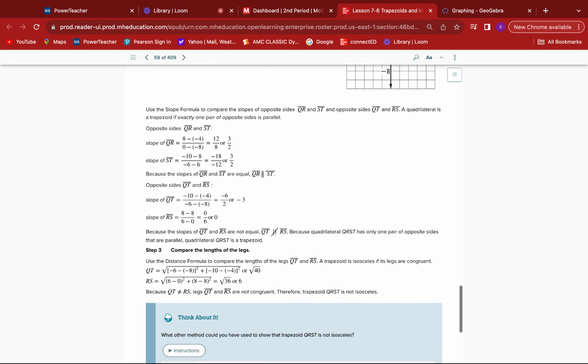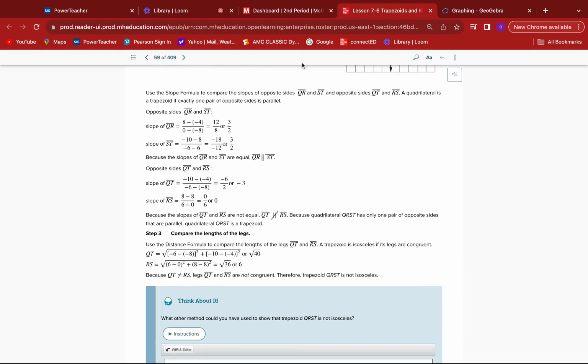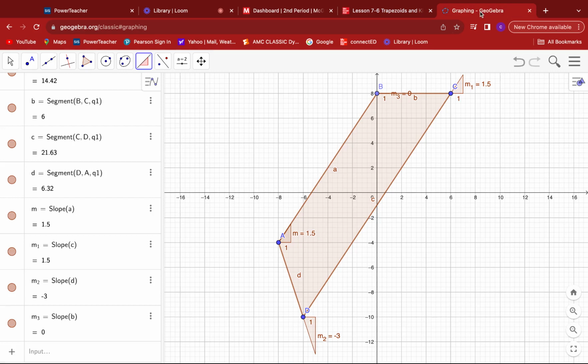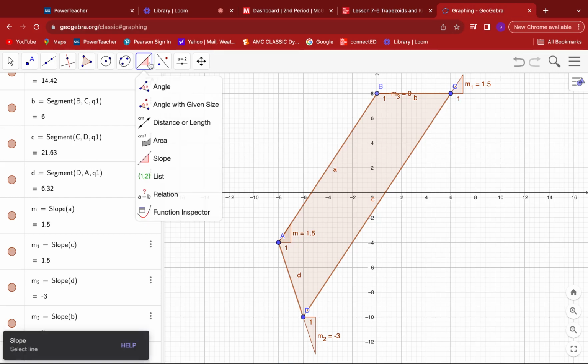All right, so now we want to compare the lengths of those legs to see if it's an isosceles trapezoid. And you can see right here, they are not the same. So it's not an isosceles trapezoid. But if you're a visual learner, you might want to look at this.